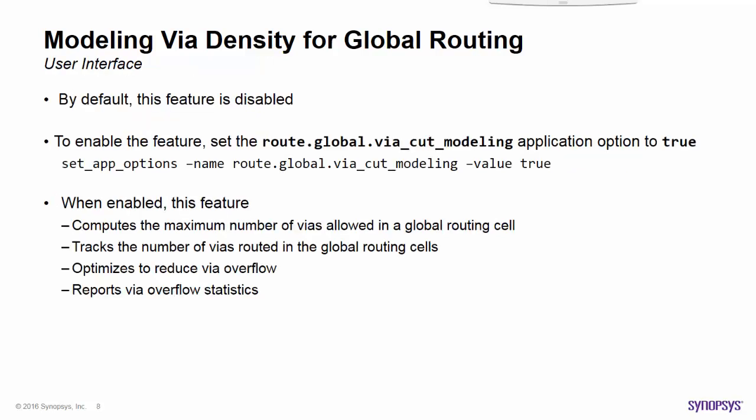User interface. A global route public app option, that is via_cut_modeling true or false, is added to turn on or off the feature. To enable this new feature, the user needs to set_app_options -list route.global.via_cut_modeling true.